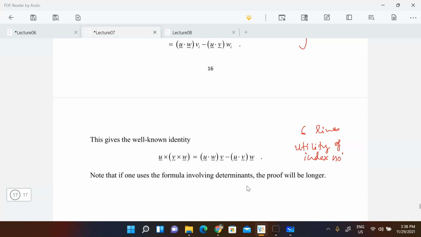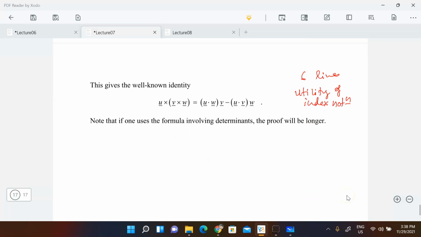So if you need to prove a vector identity in an abstract form, meaning you are not given numbers, then it is better to use index notation. I'm just giving you all these tiny details that are usually not given inside books. So probably this is the best place to stop.